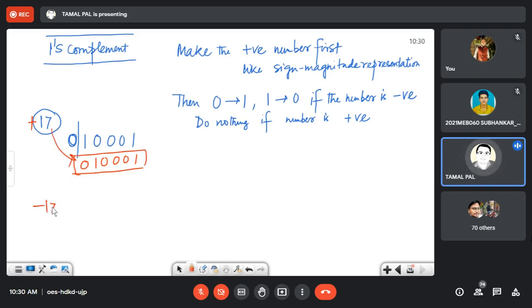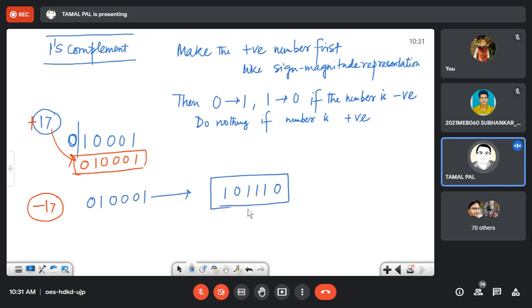But what happens to minus 17? Actually, you have to convert this pattern in this way: 0 by 1 and 1 by 0. So it is nothing but 1 0 1 1 1 0. If you check the sign, it is automatically getting negative. So this is nothing but the representation of minus 17.